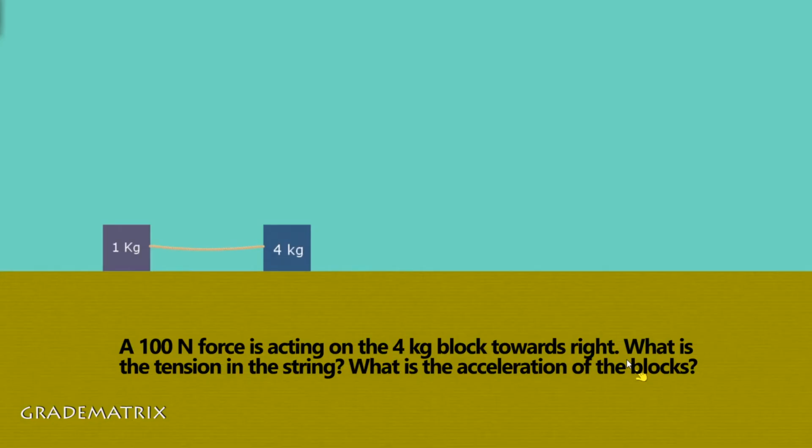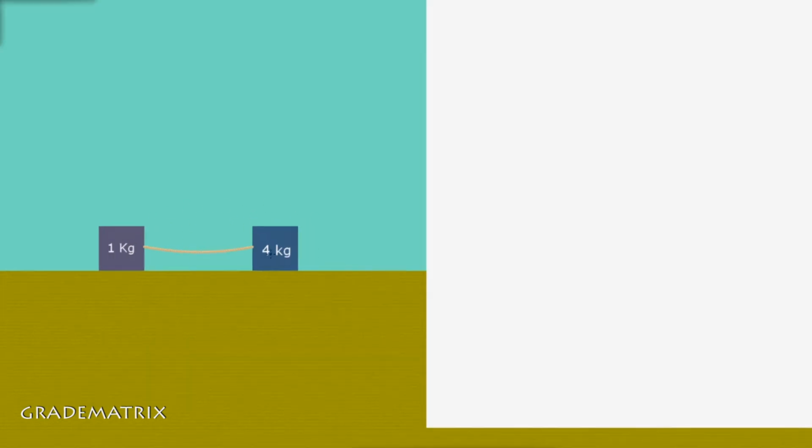So let us look into a problem. In this problem, a 100 Newton force is acting on this 4 kg block in the rightward direction. Now we need to find out the tension in the string and also the accelerations of these blocks. So on this 4 kg block, we have a 100 Newton force acting in the rightward direction.